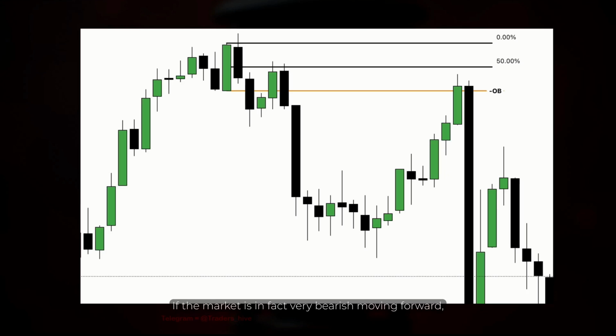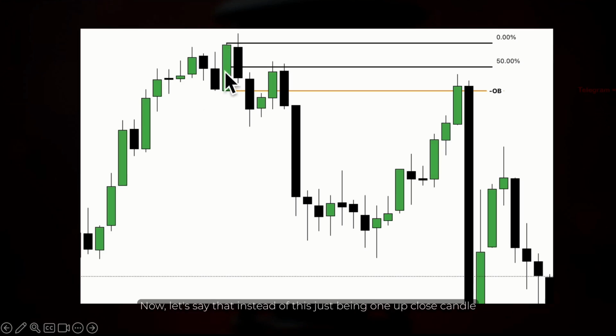If the market is in fact very bearish moving forward, what you will be monitoring is the reaction to 50% of the price range. As long as the market does not close above 50% of this price range, you're anticipating that we're in fact going to see the market reprice towards the downside heavily. And that is why 50% of this range of this up close candle has to be monitored.